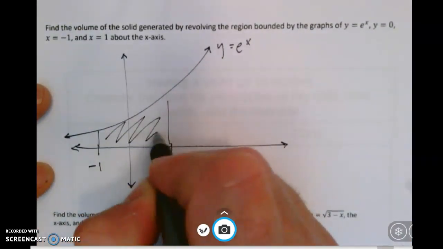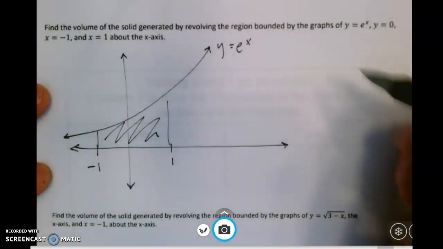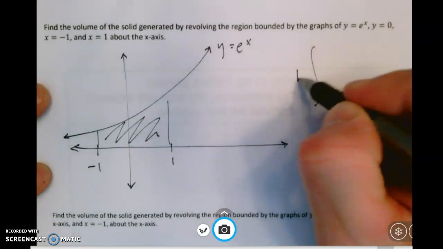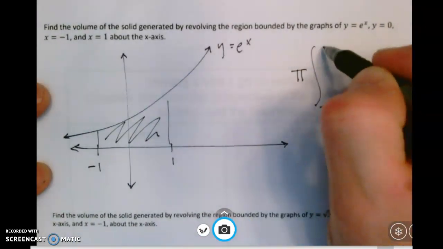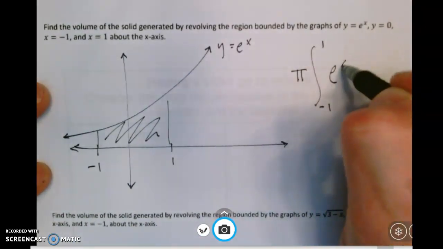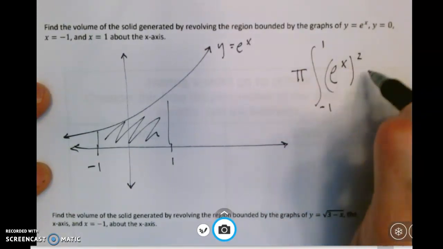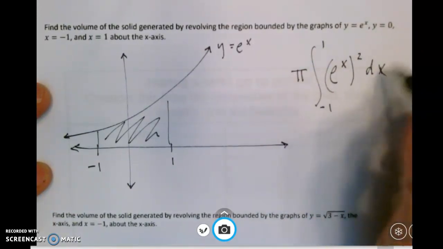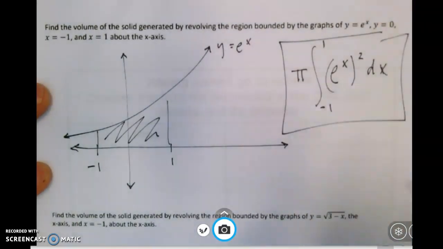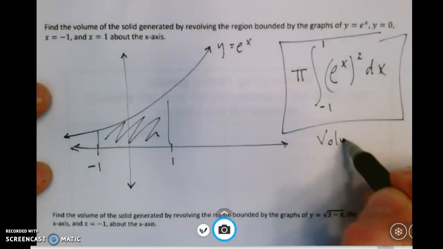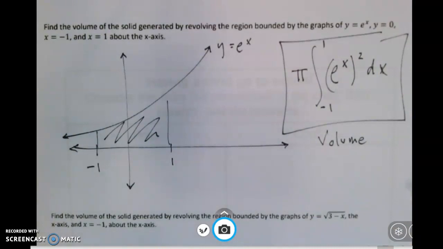There's our region, okay? There's our interval. So we go pi, we go -1 to 1. Our radius, or our function, is this dx. And that becomes our volume. And we go e to the x squared. Whether you know the rules or not, you can put it in your calculator just like that anyway. Okay, I'll let you do this one all by your lonesome.